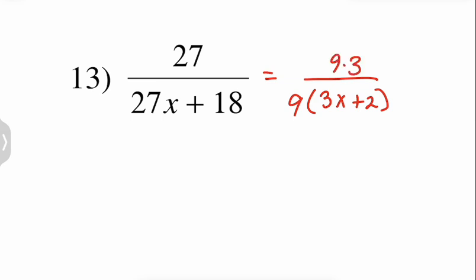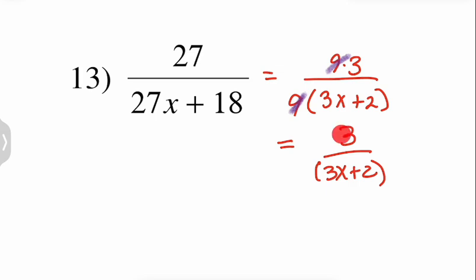27 is 9 times 3. It's not a bad idea to write it like that, because then we specifically see how the 9 cancels out and leaves a 3 behind. But obviously, hopefully, 9 goes into 27 3 times. It would also leave a 3, however you want to think about it. But we would be left with 3 over 3x plus 2.